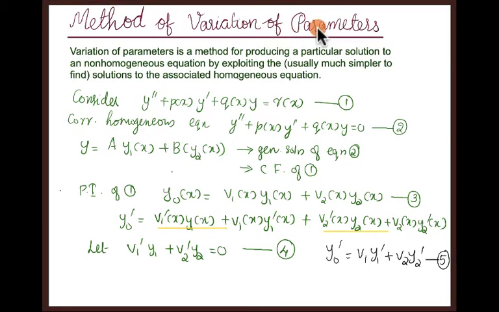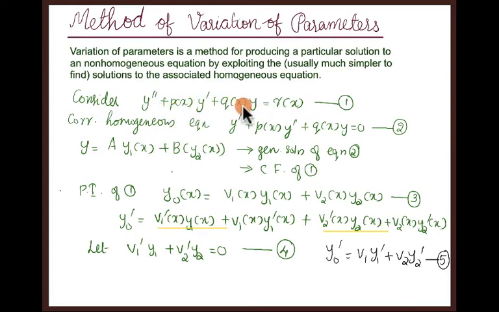Method of variation of parameters. This is a method for producing a particular solution to a non-homogeneous equation by exploiting the solutions of the associated homogeneous equation. Here we consider a second order differential equation of the form y'' + p(x) y' + q(x) y = r(x).